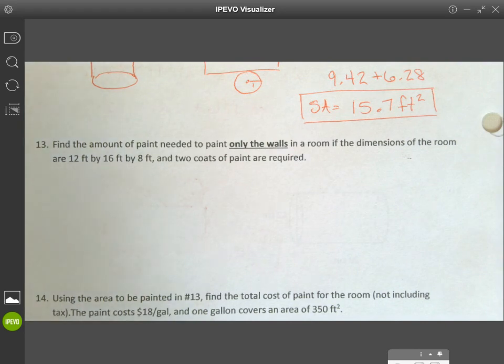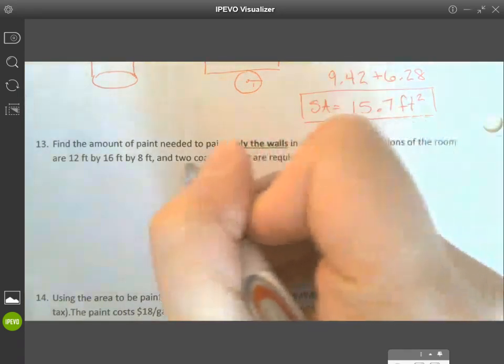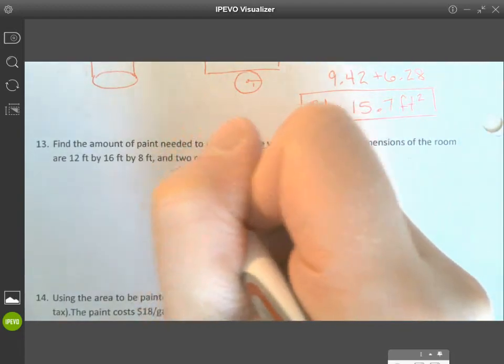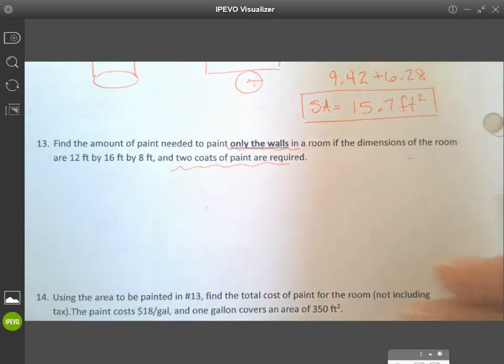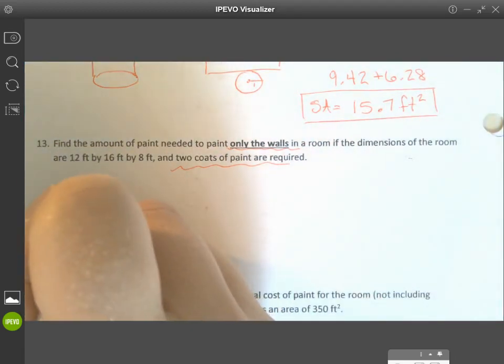So whatever area we get, we're going to double it. Do you catch that? And I think that's an easy thing to forget. So I'm going to underline this, and I'm just going to underline that even though it was underlined. Okay, so I'm going to picture a room.